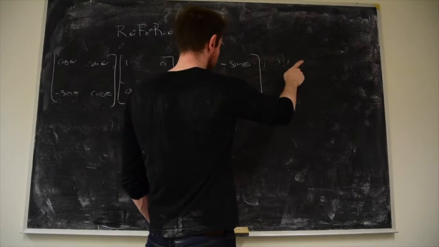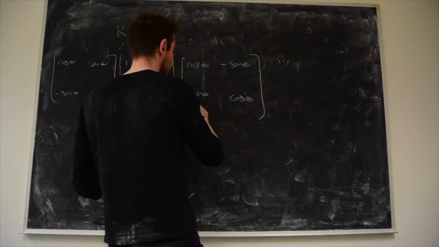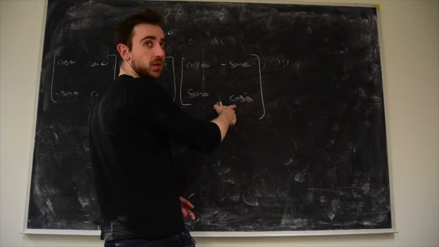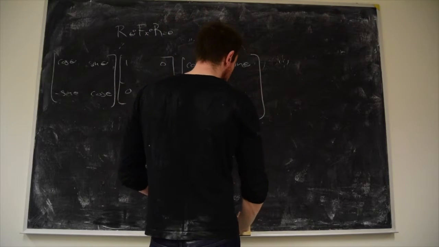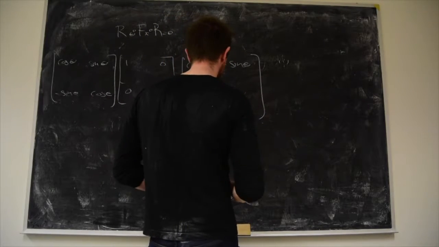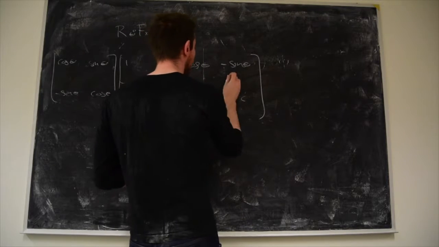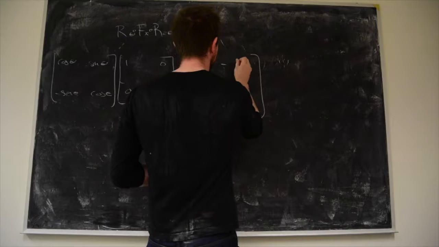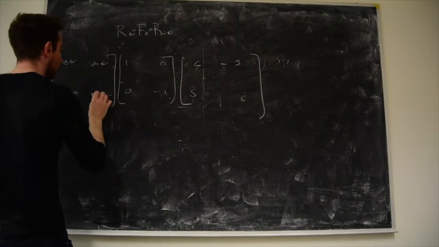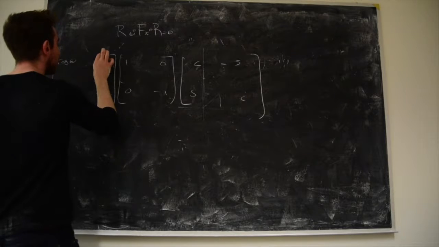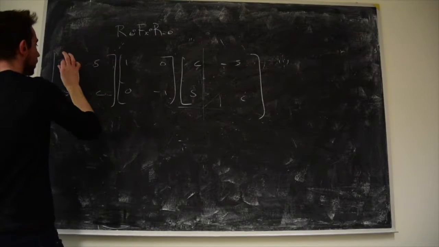But the way I'm going to simplify this for the purpose of these computations is I'm just going to replace the sines with s's and the cosines with c's. And they do this in the book as well for this proof. So there's a correspondence between that. So this gives me c, s, negative s, c times 1, 0, 0, negative 1. This is c, s, negative s, c.